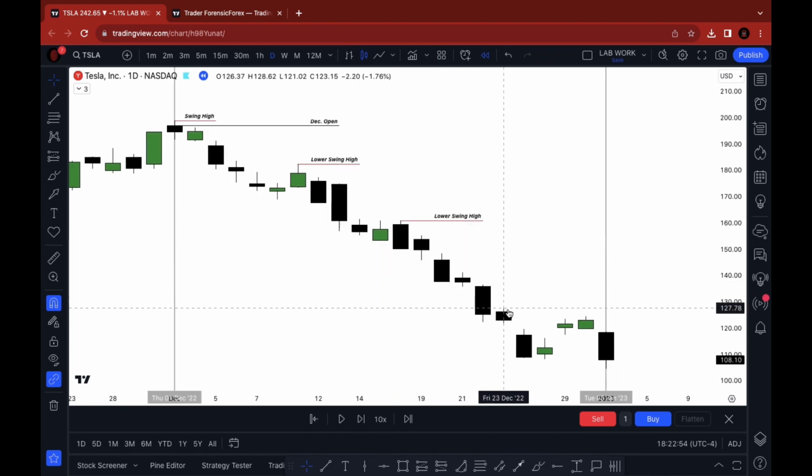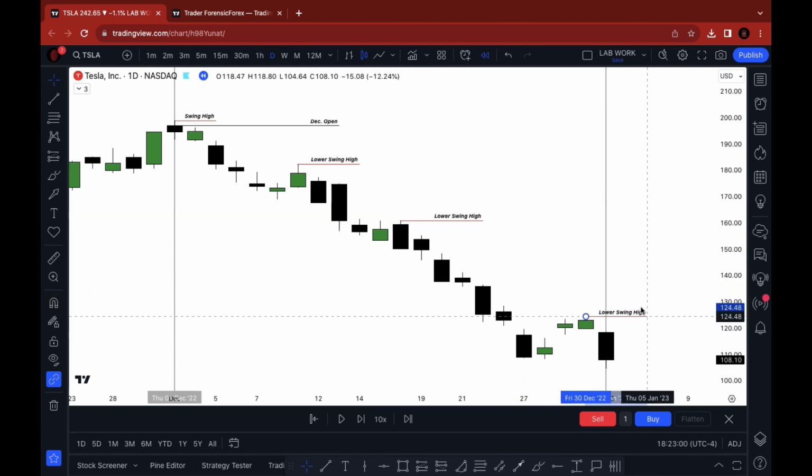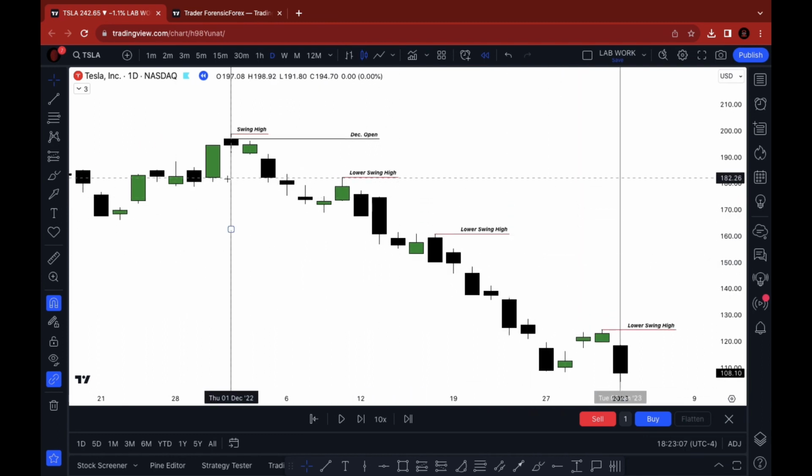And price continues to trickle down lower. And we also get a lower swing high right towards the end of the month. And we got that pull off from the low of the month. Price coming back up here. We can also see price creating shifts to the downside.